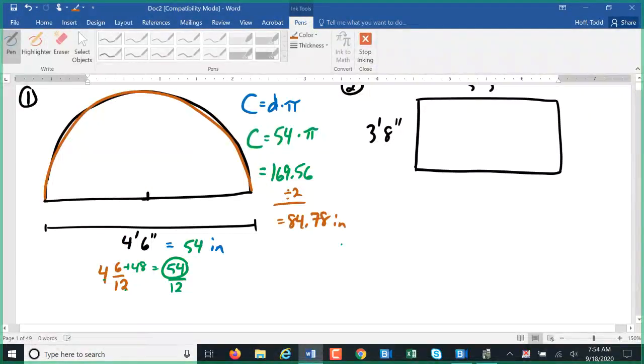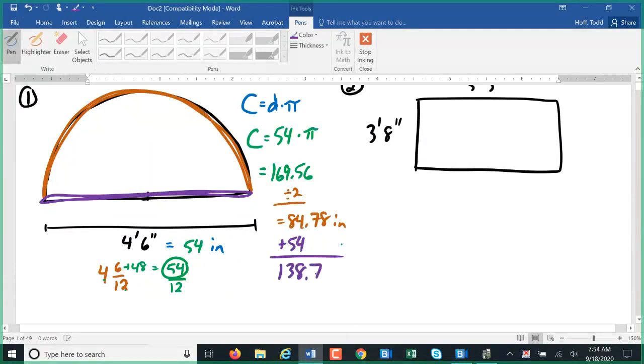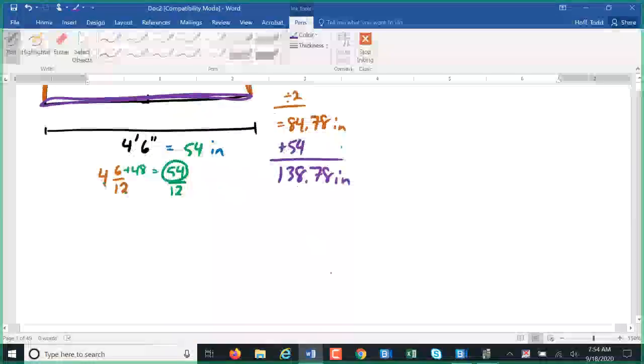So that is the part that I have traced out in brown there, but we want the distance around the whole thing. We still need this piece across here, that diameter. So we're going to have to add that 54 inches back into it, which gives us 138.78 inches. So that's the distance around that whole piece. If you came up with that, you answered what I had asked you to do here.